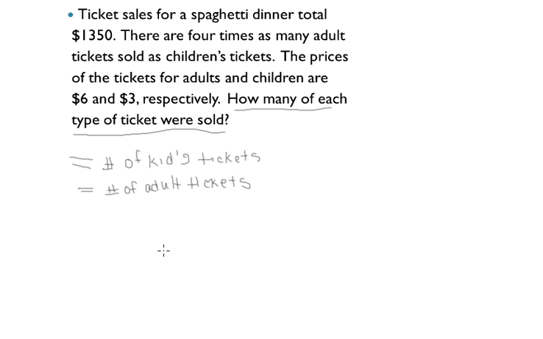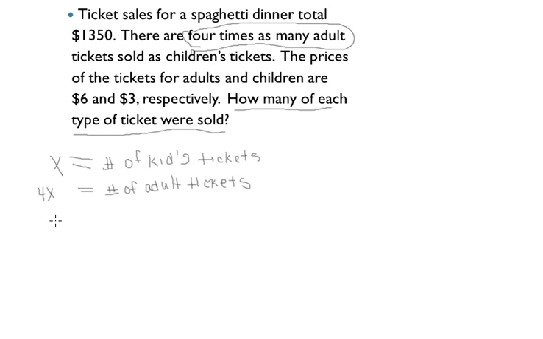Now I want to look for the relationship. So as I had read through the problem earlier, I see the relationship is 4 times as many adult tickets. So there are more adult tickets, and so I'm going to put x as my amount of kids' tickets and 4 times, using multiplication, so 4x as the amount of adult tickets.